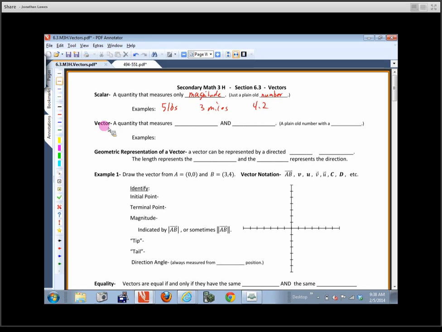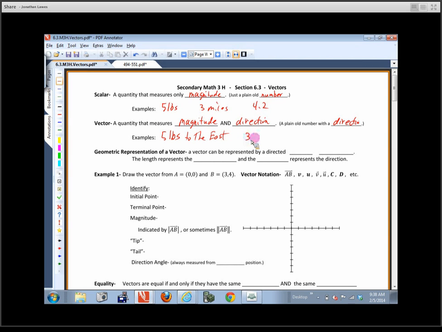A vector is a quantity that measures magnitude, how big something is, and it also measures direction. So it's a plain old number with a direction. A plain old number is a scalar. If you put a direction to it, then we've got what we call a vector. So if I said 5 pounds, let's say I was pulling with a 5-pound force to the east. That works.